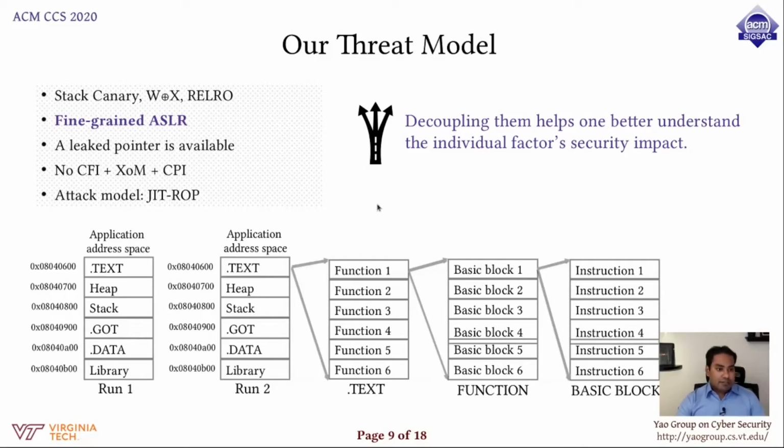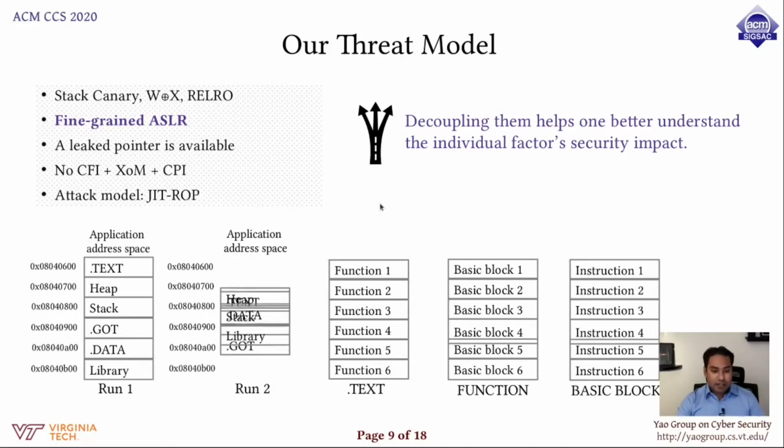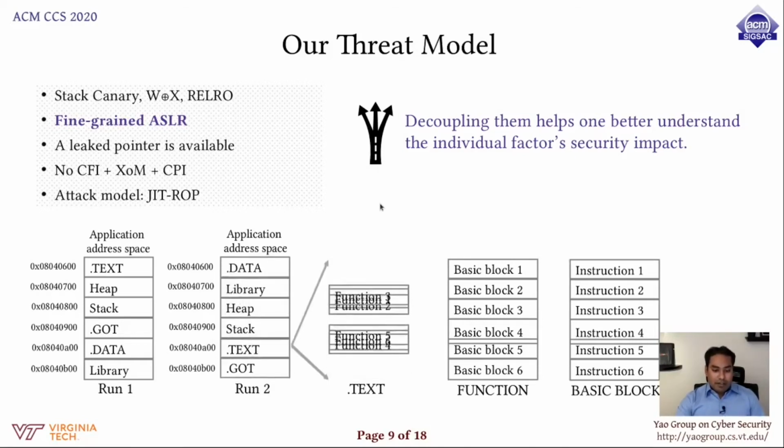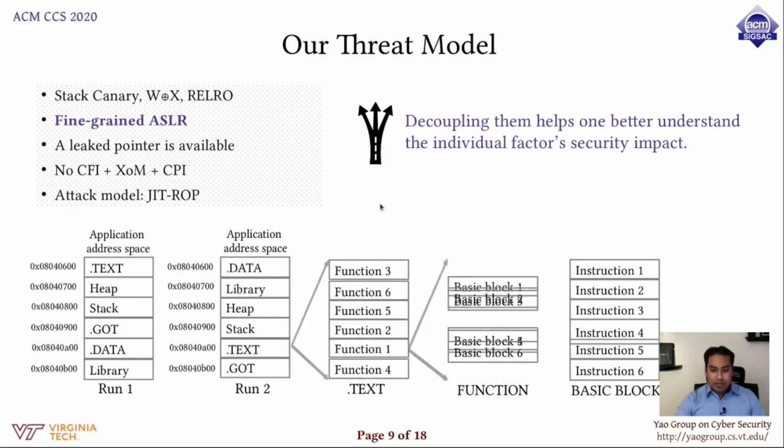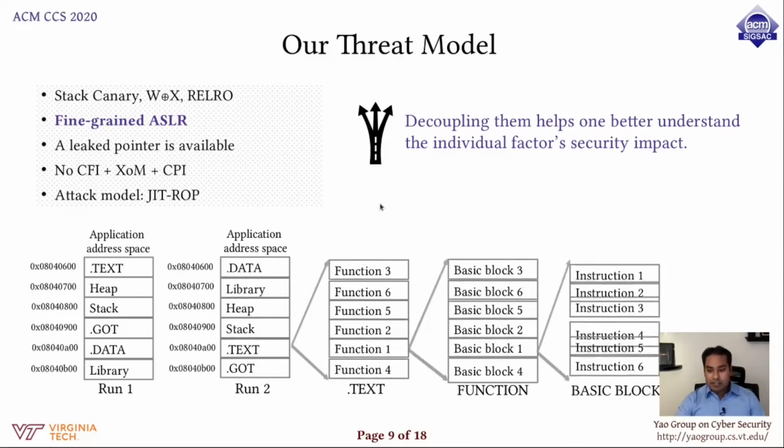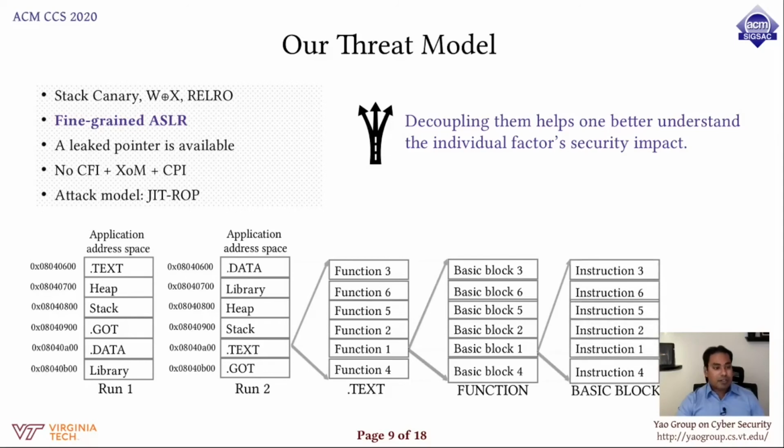When we enforce the fine-grained ASLR, we enforce it at different granularities. For example, the function level enforcement, the basic block level enforcement, and instruction level enforcement. We also enforced it at the register level. We didn't show it here.